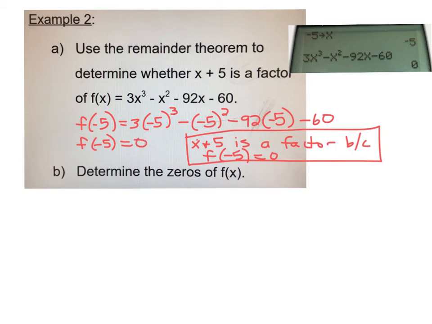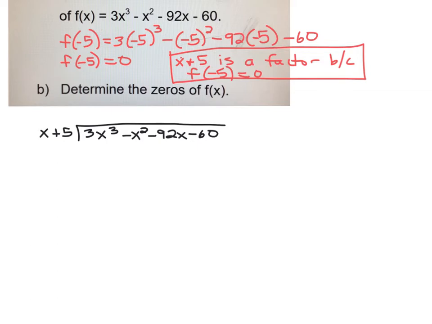Now what they want us to do is determine the zeros of f of x. In order to determine the zeros, we first have to figure out the factors. We know that x plus 5 is one factor, but we have to find all the factors. Remember, we can do that through long division. If we know that x plus 5 is a factor of f of x, then it will divide evenly into it. And when we divide it, whatever the quotient is, our answer, will be the remaining factors. So let's do it. I'm taking f of x and dividing it by x plus 5.